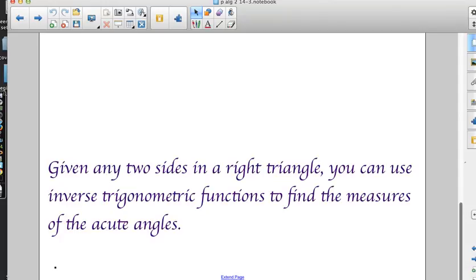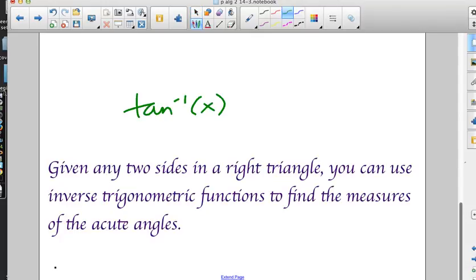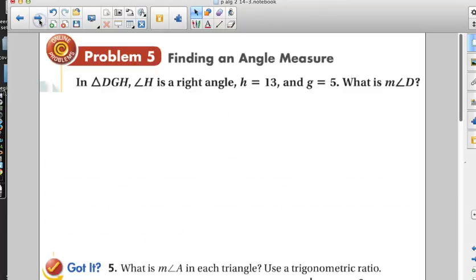Sometimes it drives people nuts, and I know it did when we did this too, that -1 notation. But that means inverse in this case. It's not raising it to the -1 power. It's just the way that we symbolize the inverse of tangent. So that's what we're going to use today. Again, your calculators need to be in degree mode. Everything we do with this book is going to be in degree mode.